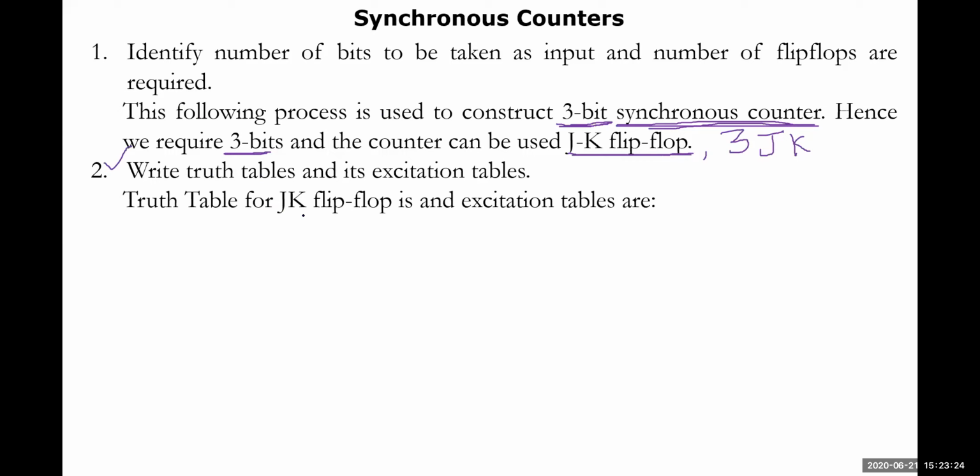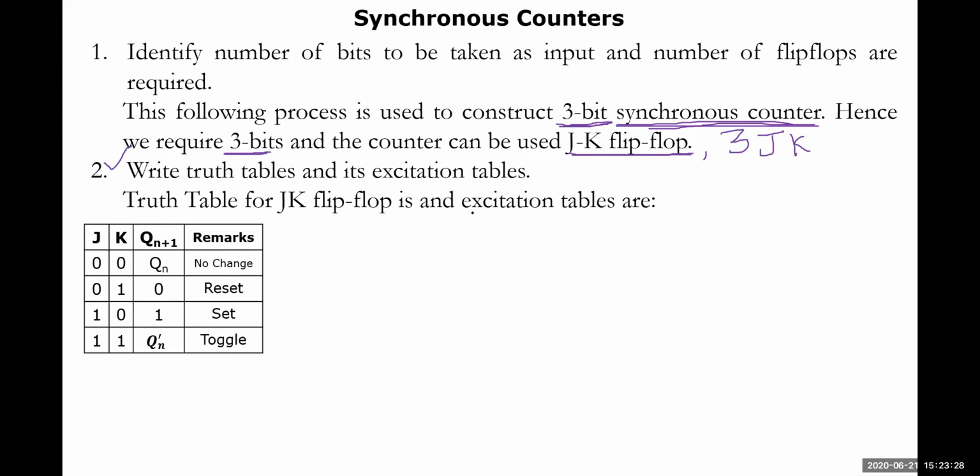So the truth tables and the excitation tables must be drawn by you. Truth table, we know very well. If 0, 0 is submitted, whatever the previous value, Qn plus 1 will be the next state. Whatever the previous output, the same output will be continued. If it is 0, 0 will be taken for the next state also.